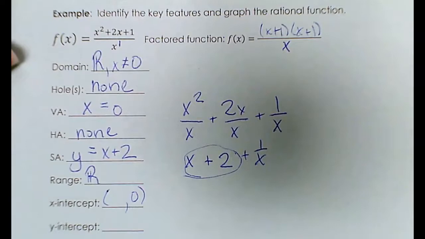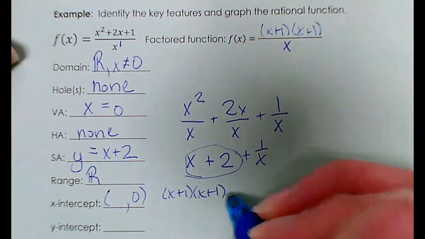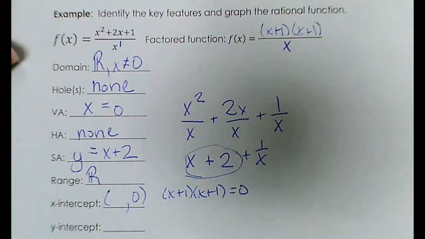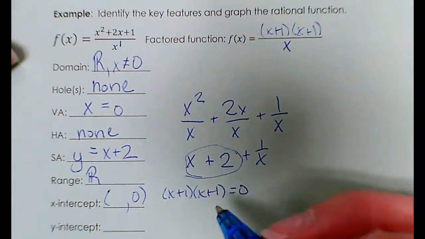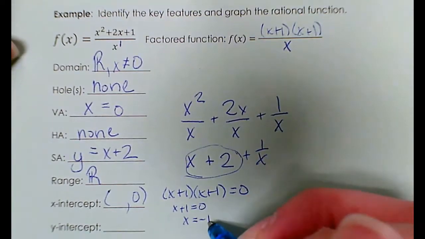X intercept means you need to set the function equal to what? 0, which means you really are setting the numerator equal to 0. For each factor, if you set it equal to 0, it gives you the same little equation. X is equal to -1. Good.